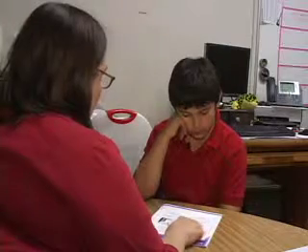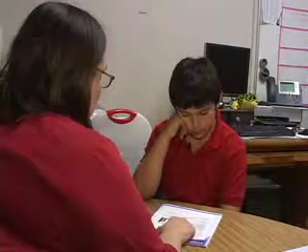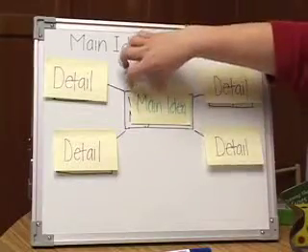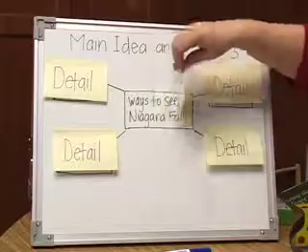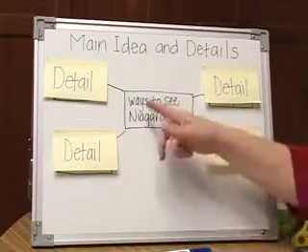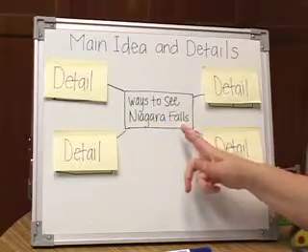There are so many different ways to see Niagara Falls. Excellent. What is the main point about that sentence? There's different ways to see Niagara Falls. Excellent. So I've already written that our paragraph is going to be about ways to see Niagara Falls.